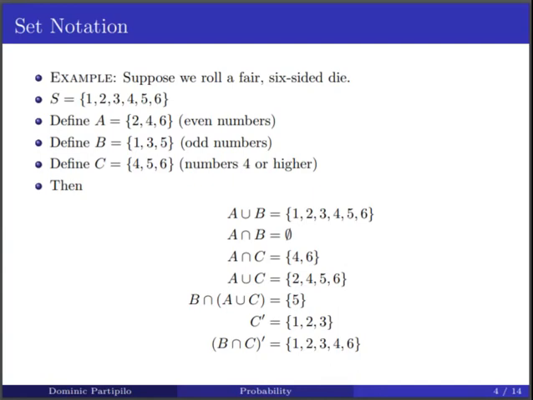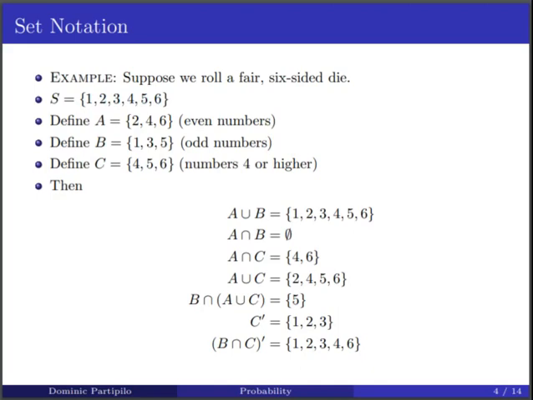So let's look at an example. Let's say we roll a fair six-sided die. And in this case, the sample space, which, remember, the sample space is the set of all possible outcomes from the experiment. In this case, our sample space is going to be 1, 2, 3, 4, 5, and 6, because those are the possible outcomes from rolling a fair six-sided die.